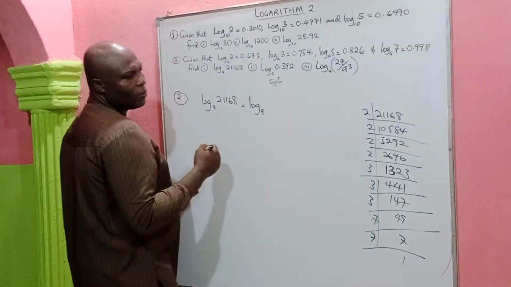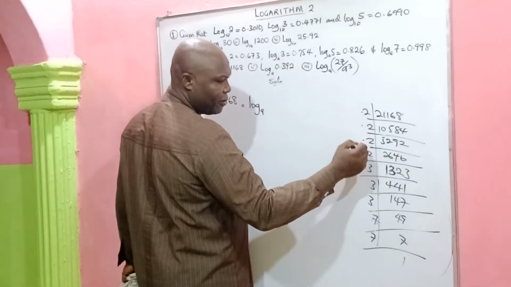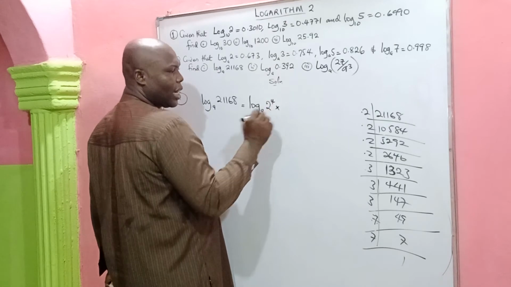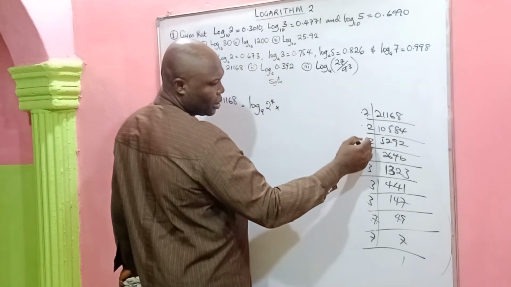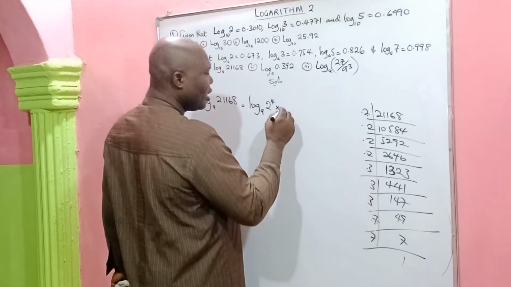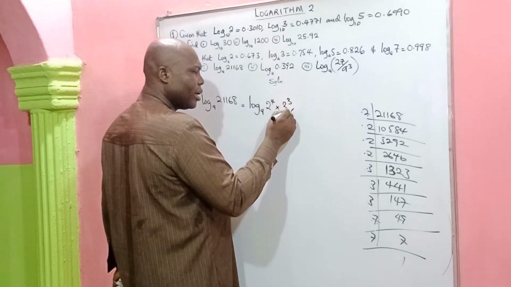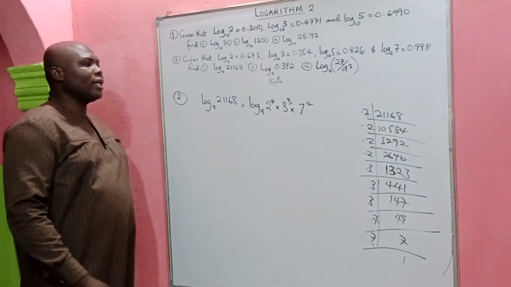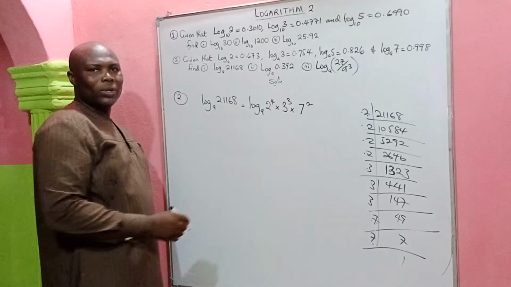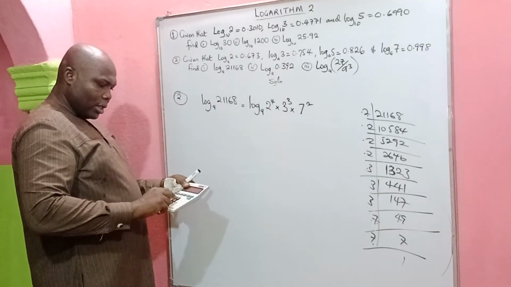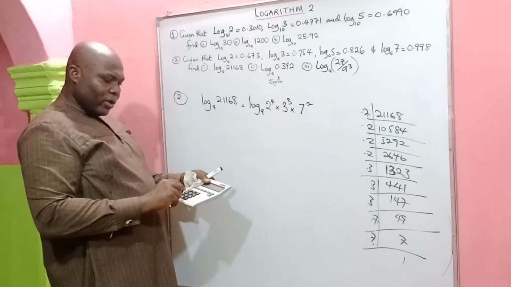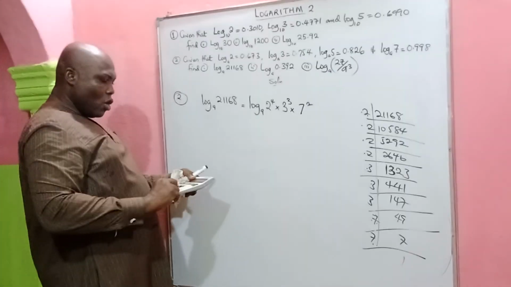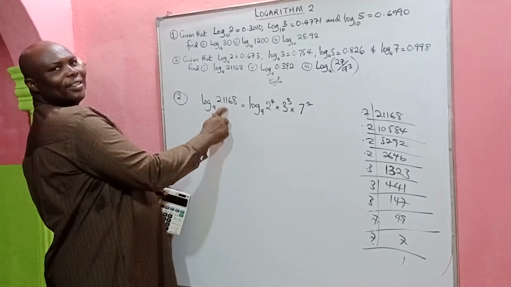So the LCM will be 2 into 1, 2, 3, 4. Okay, so 2 to the 4th times 3 to the 3rd times 7 to the 2nd. It means that 2 raised to the power of 4, which is 16, times 3 raised to the power of 3, which is 27, times 7 raised to the power of 2, which is 49, gives us 21168. Very simple.